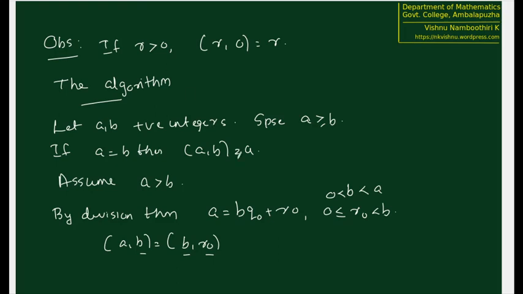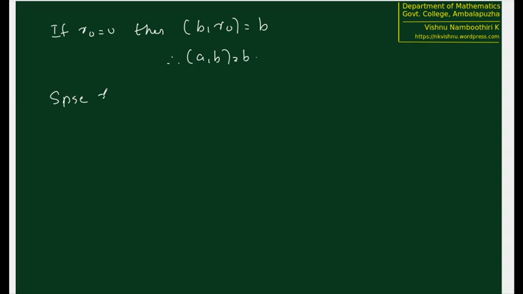Now, if R naught equal to 0, what happens? If R naught equal to 0, then we know that GCD of B, R naught is equal to B itself, and GCD of B, R naught is nothing but GCD of A, B, that's equal to B. So if R naught is equal to 0, we will stop. We have found the GCD to be equal to B. So suppose that R naught is not 0, then we proceed.